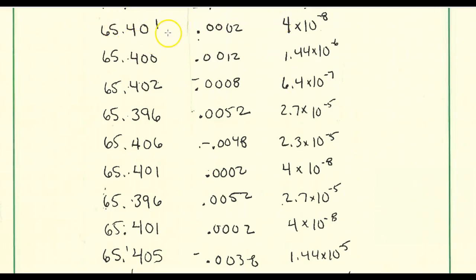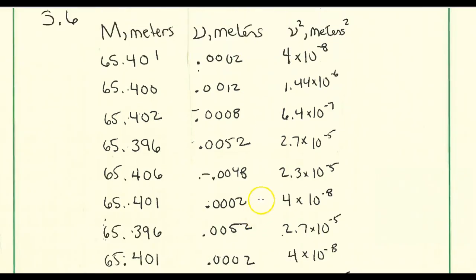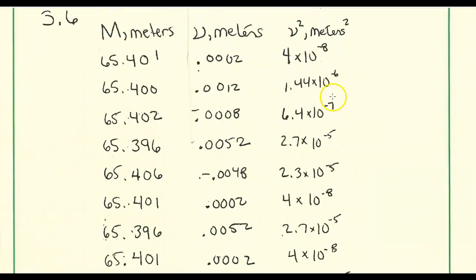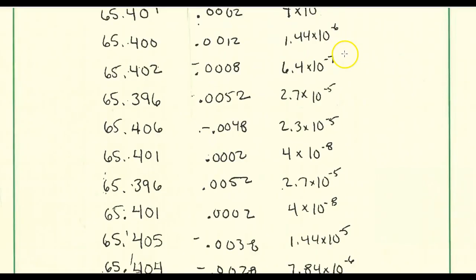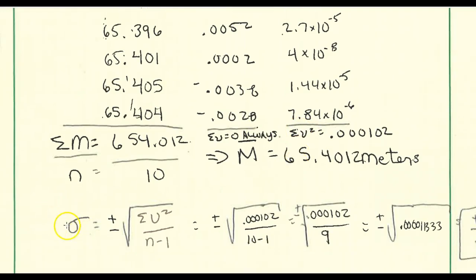So after we have written the individual values, found the most probable value, computed the residuals, then squared those residuals, we add up that column, the square of the residuals, and we come up with this value, which is shown by the symbol summation V squared equals 0.000102. That is the sum of all of the numbers here in my third column, the residuals that have each been individually squared. This is not the same as adding them up and squaring it, because that, of course, would be 0 as well.